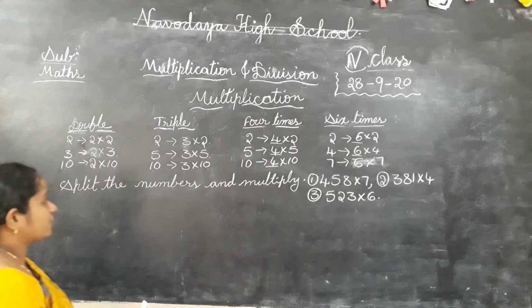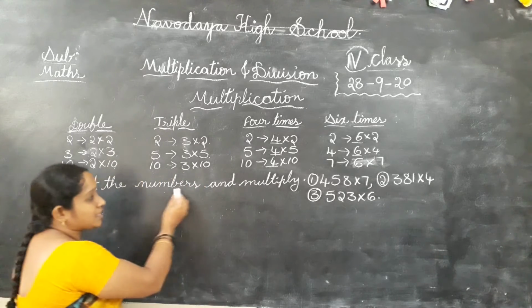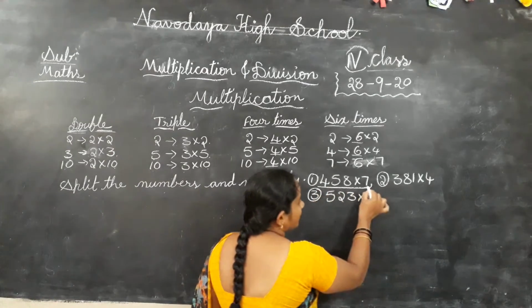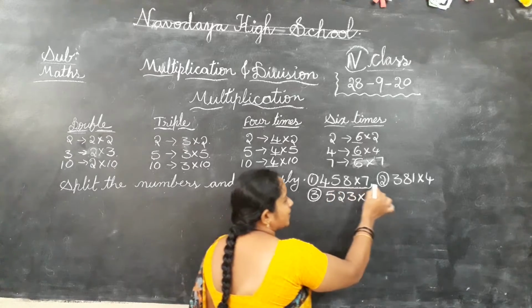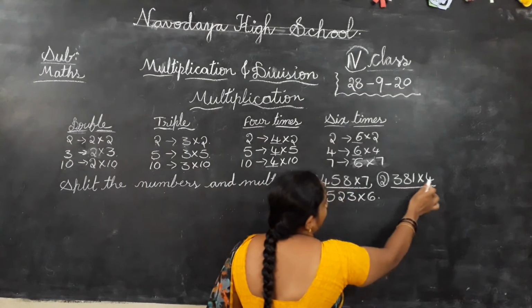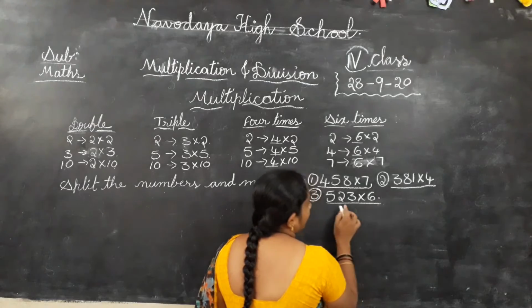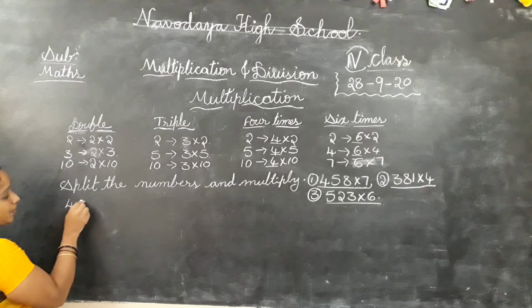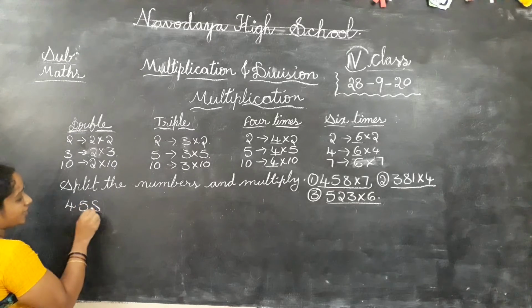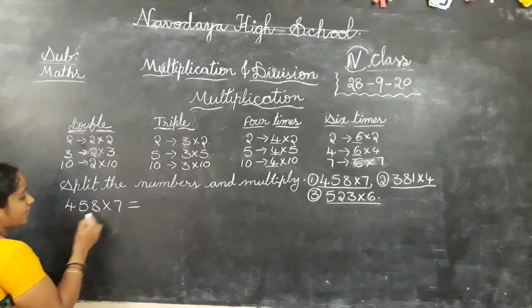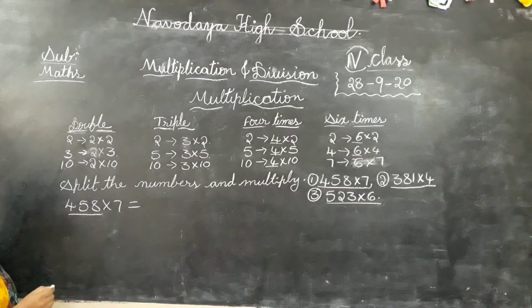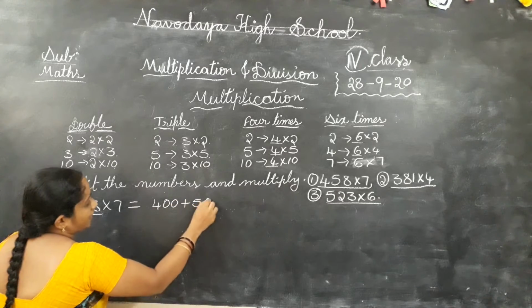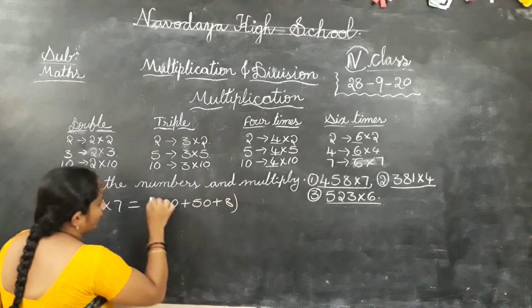Okay? Next one. Split the numbers and multiply. So here are some multiplications, children. 458 into 7, 381 into 4, 523 into 6. So first split the numbers and multiply. 458 into 7. Write 458 in expanded form. 400 plus 50 plus 8 into 7.